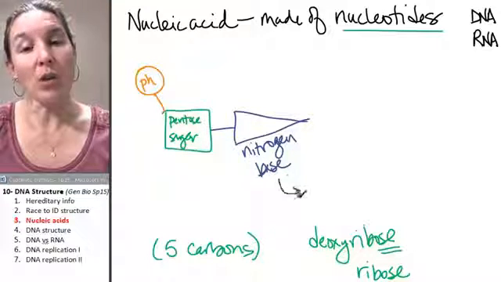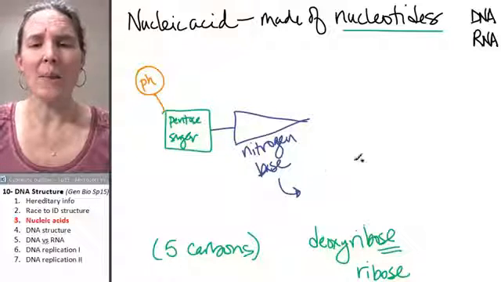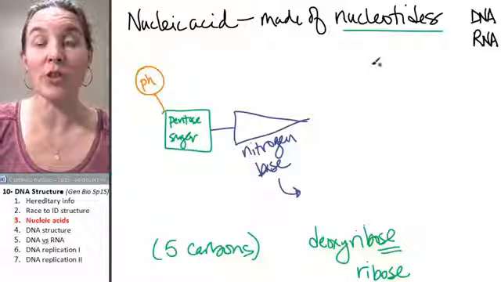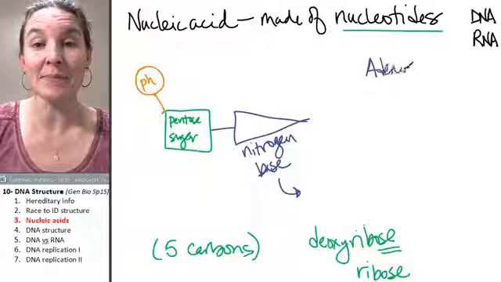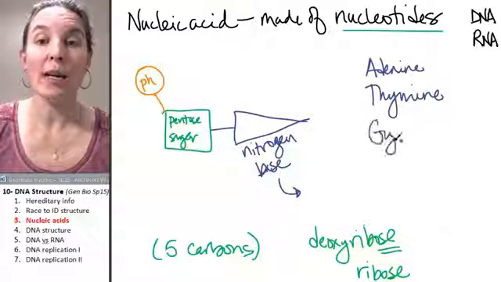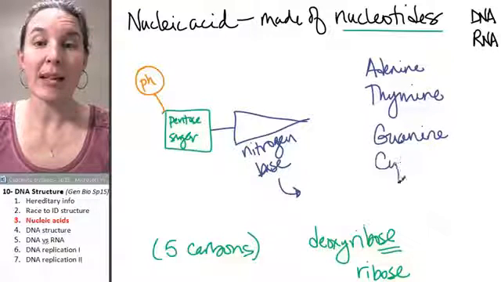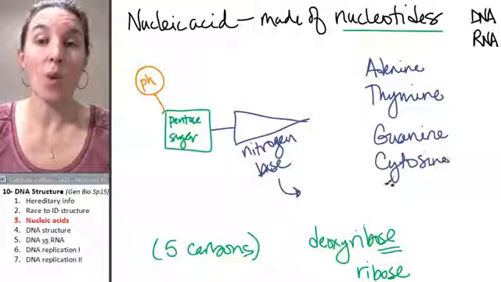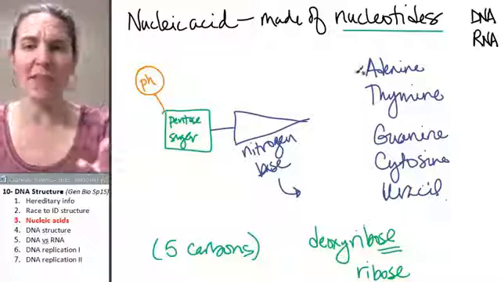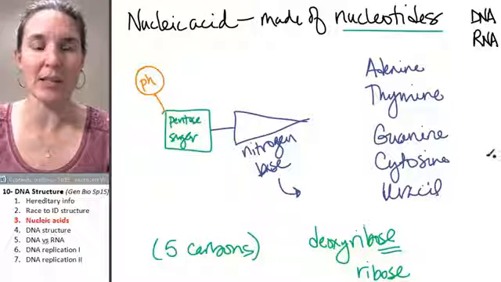There are multiple different flavors of nitrogen bases. Let me write them all down for you. Our nitrogen bases could be adenine, thymine, guanine, cytosine, or uracil. These are our possible nitrogen bases, and we're going to look at their structure a little bit more as we get into what Watson and Crick discovered about this whole thing.